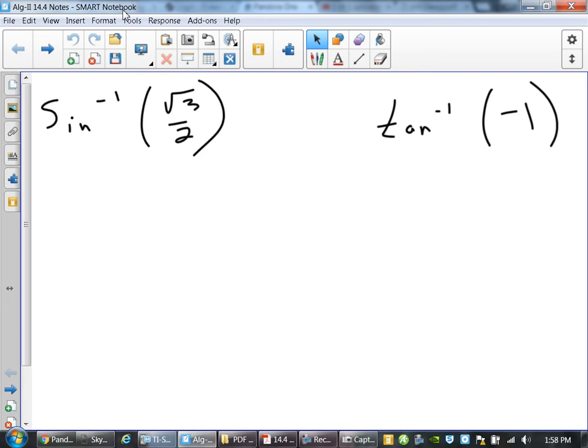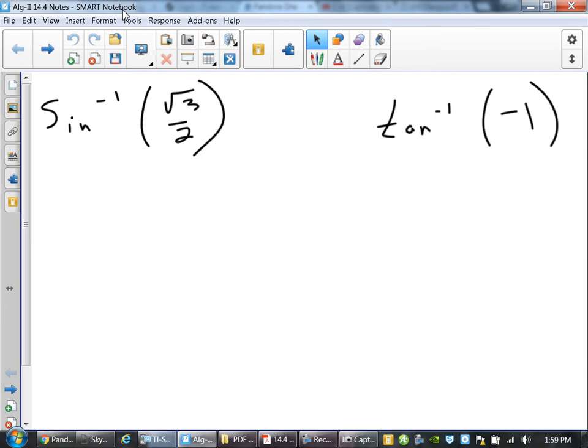The whole point of everything we've been working towards, like stuff like this, where you have sine inverse of root 3 over 2. What angle has a sine of root 3 over 2? What angle has a tangent of -1? Things like that. Being able to do that is going to allow us, like we have shown you earlier, to start to solve the actual equations themselves.